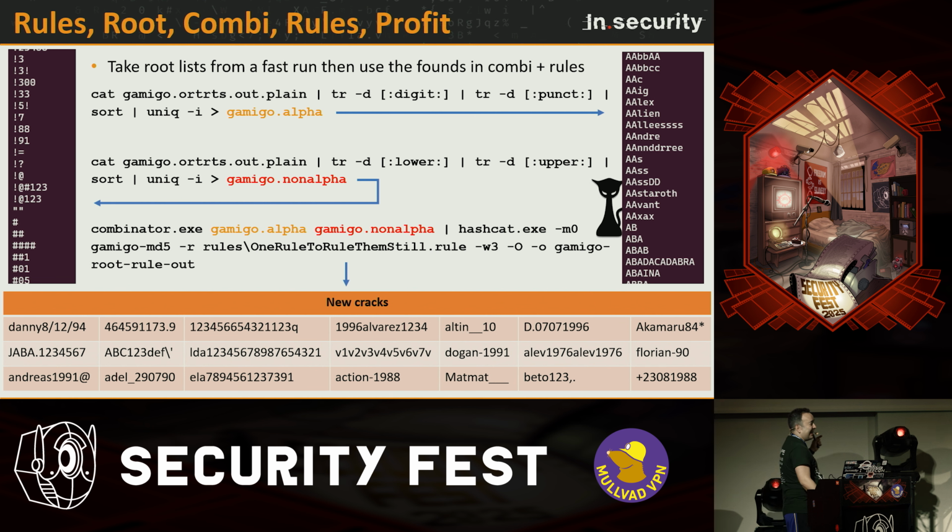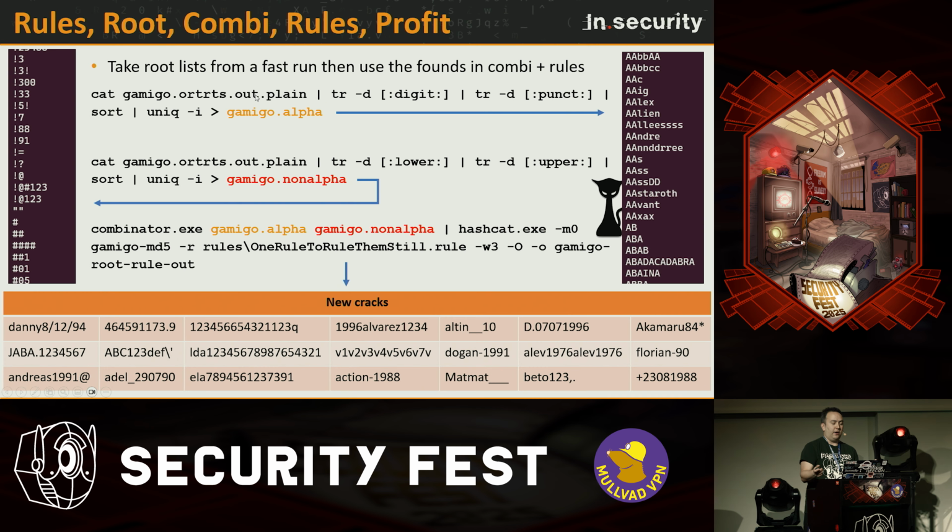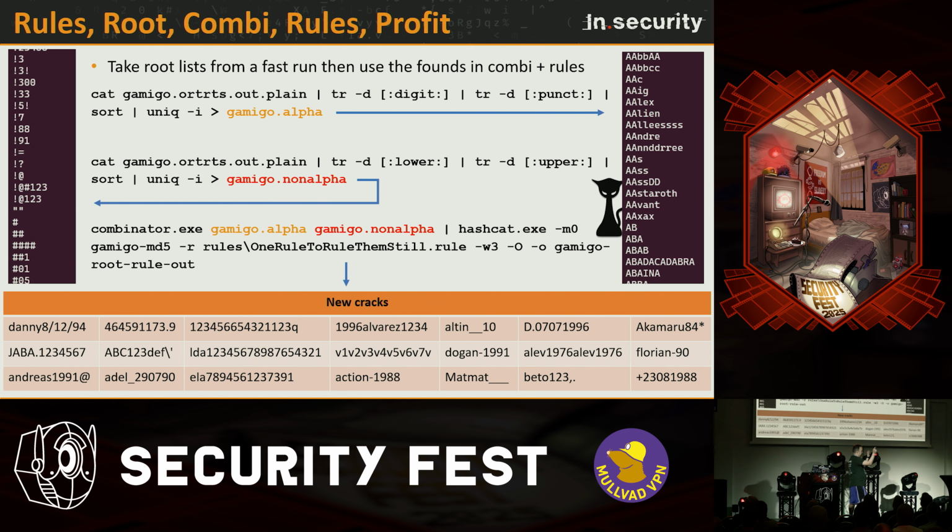In this case, I'm attacking the Gamigo data breach, which I think was about 2016. And I've got a word list here, Gamigo, which has already got one rule to rule them all, and these are just the output of that file, effectively, those candidates. We then want to create alpha and non-alpha word lists from that, and then run those in combinator mode. And you'd be amazed at how those combinations, when all bolted together, can generate new passwords that you otherwise wouldn't have had.